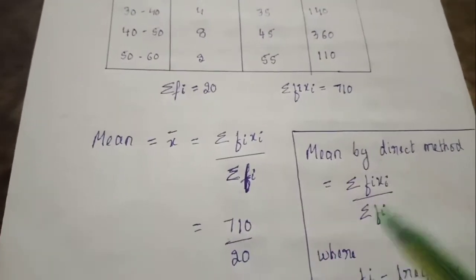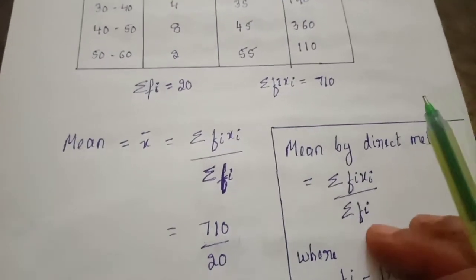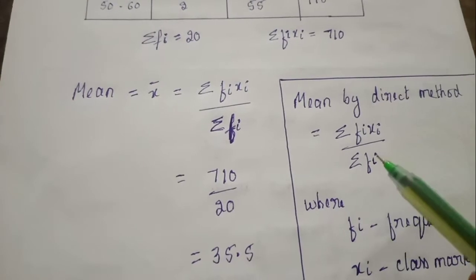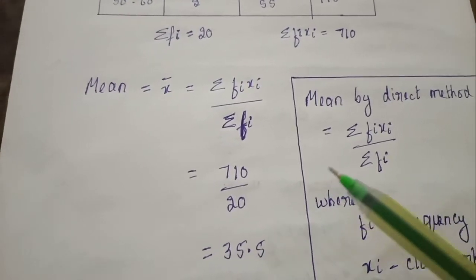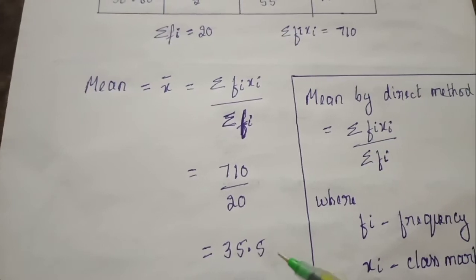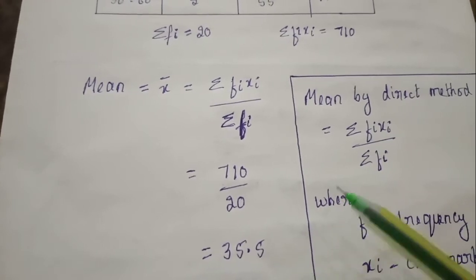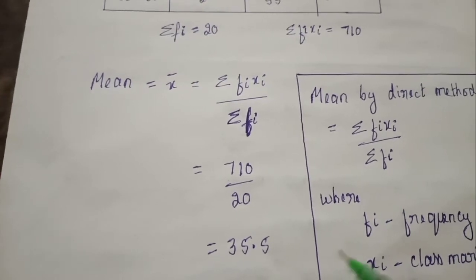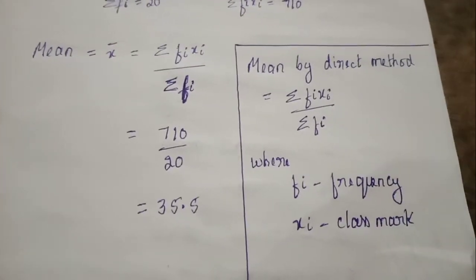Then if it is an approximate value, why are we doing the grouped mean? Because we go for grouped data when the data is very large. Because of that we are doing grouped data. But the exact answer we get in ungrouped. So what is the answer here? We got 35.5.